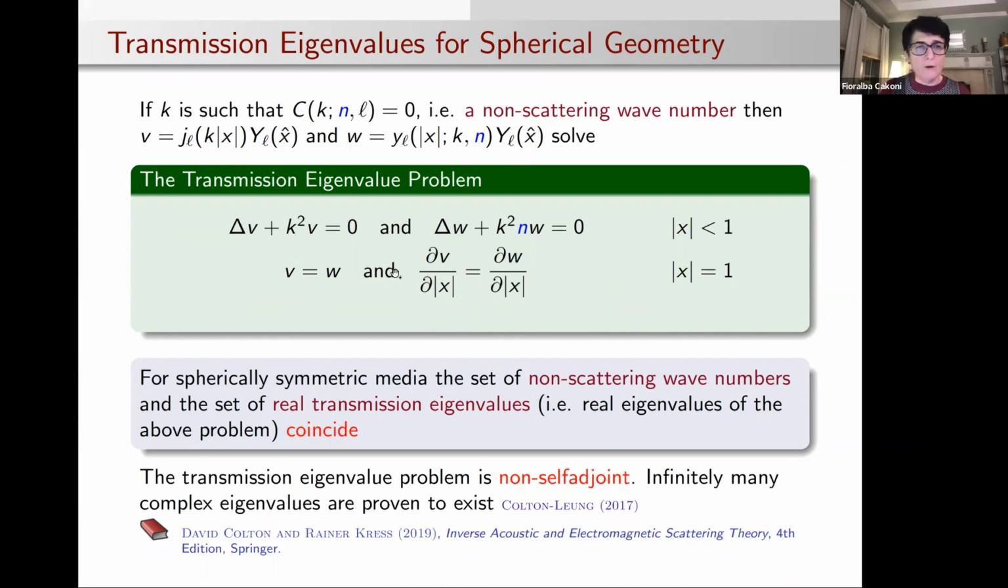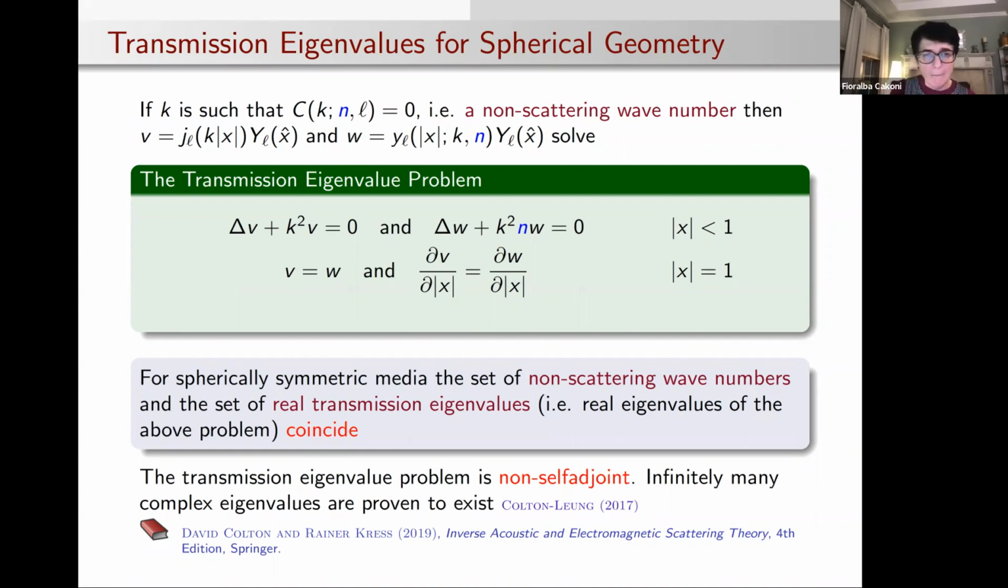Here I'm saying the following: all non-scattering wave numbers are transmission eigenvalues, and every transmission eigenvalue is a non-scattering wave number for the spherically symmetric case, right? So now I have this question: non-scattering configuration for the scattering problem, and I introduced a spectral problem for the spherically symmetric case, but you'll see in general, it's two elliptic equations inside the inhomogeneity whose solutions share the same Cauchy data. So this is a spectral problem, okay? So now for spherically symmetric media, these two questions are the same, okay?